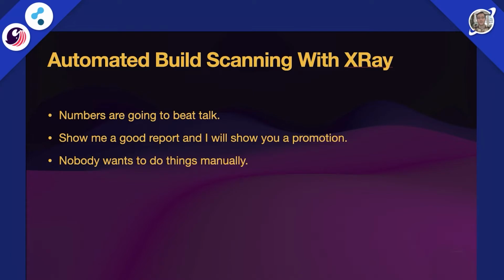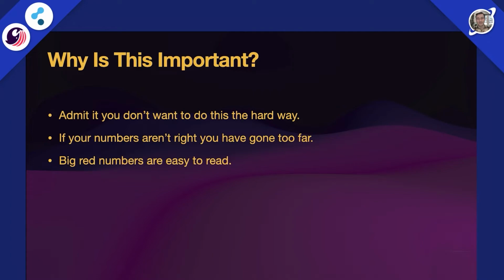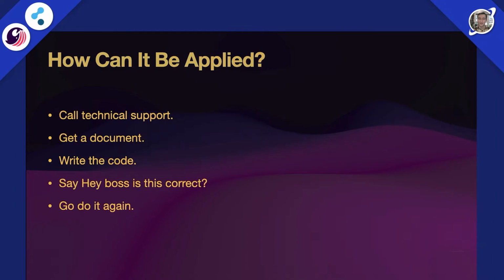So first, let's be honest. You don't want to do this the hard way. And if you don't have the appropriate numbers and statistics to support your claims, no one's going to believe you. Nobody trusts anyone anymore. And these results are easy to read and they're easy to fix. It's simple. JFrog has the best support in the world. Between JFrog and Veracode, you really can't go wrong.